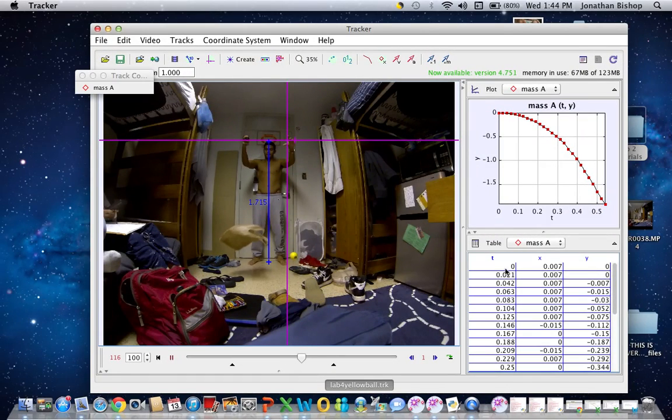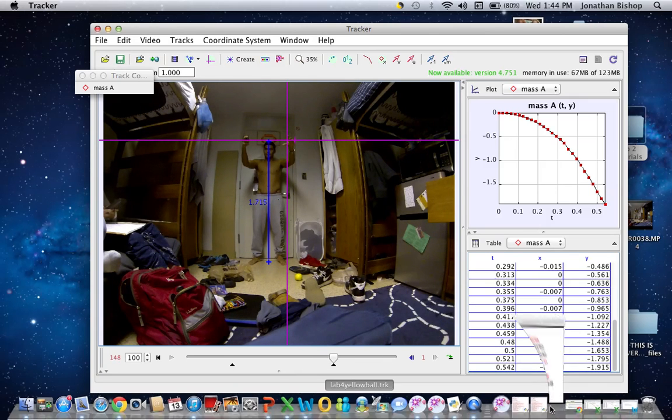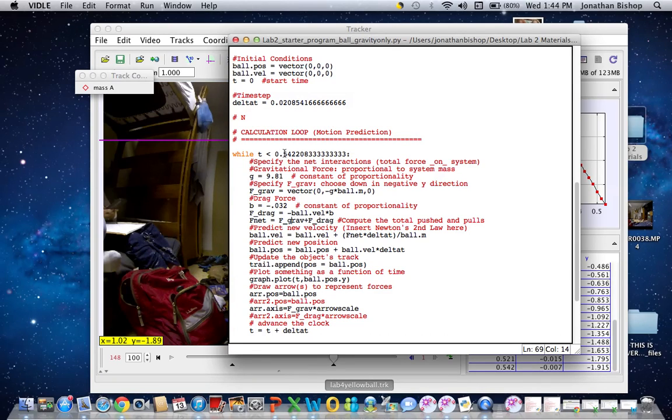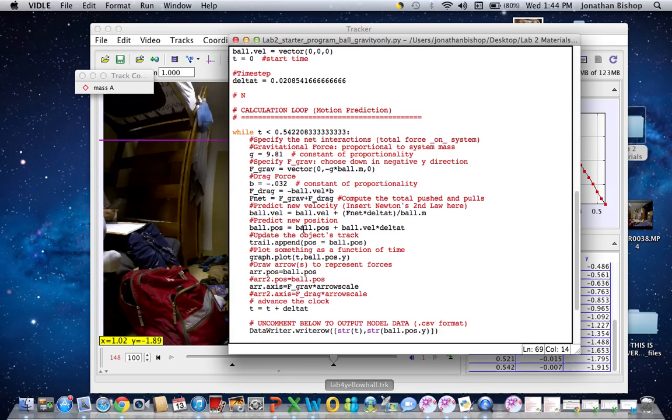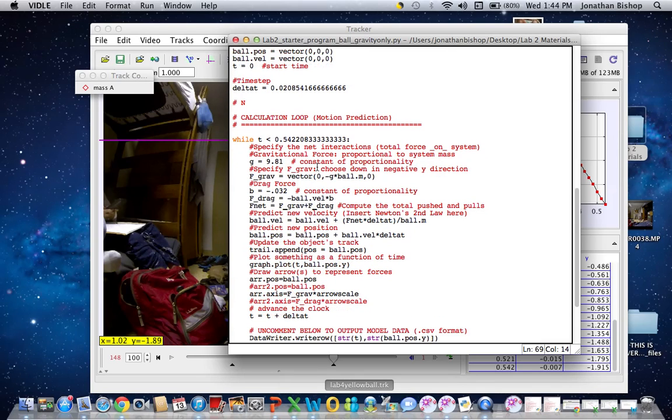Actually, let's go back. So the time step for this was 0.021, starting at 0 seconds, and then the end time was 0.542, which is what I did here, 0.542 seconds total with a time step of about 0.021. And then here's the force of gravity vector right here. And then here's my constant b, which is a negative 0.032, which is incorrect, and I'll tell you why that is later. But here's my model.